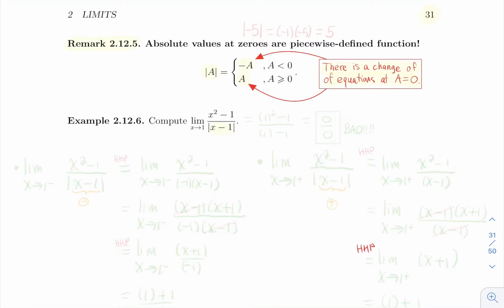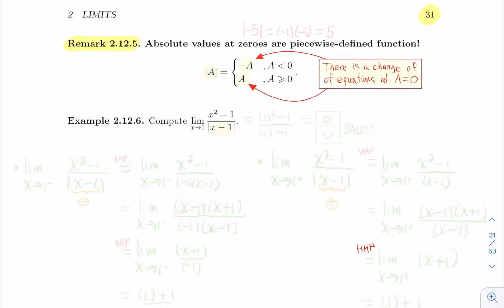All right. Now we're going back to page 31, and we're going to compute limits involving absolute values. So the first remark here is that absolute values are actually going to be considered as piecewise defined functions.